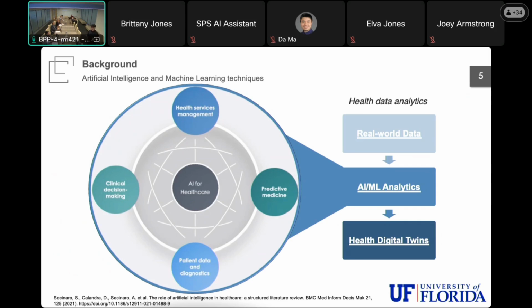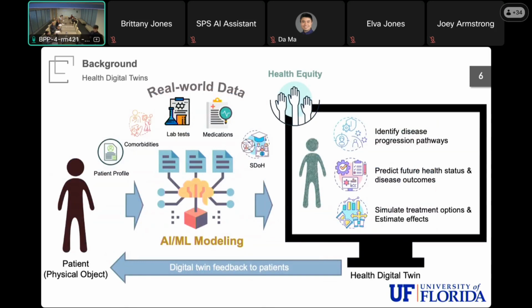And now let me show you how to integrate the AI machine learning techniques with the real data to a health digital twin. This is my digital twin engaged with the patient. We first use AI machine learning models to create digital twin models, and the data would include patient profile, comorbidities, lab tests, medication, and some non-medical factors like environmental factors or social determinants of health.